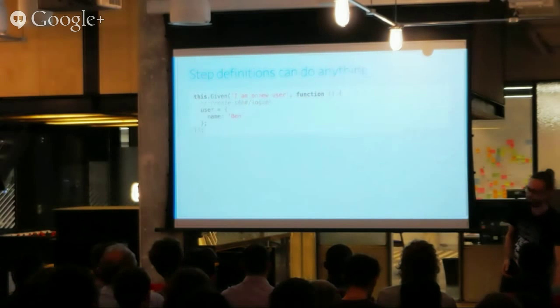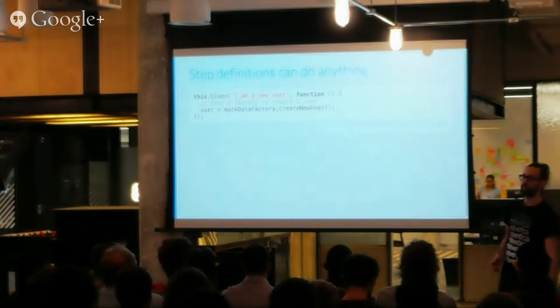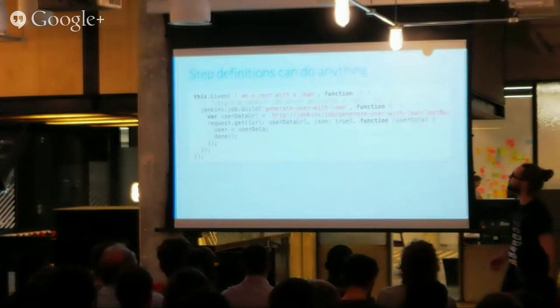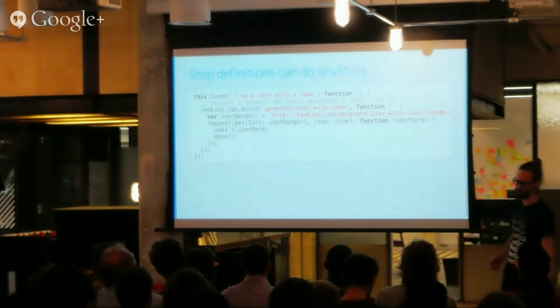A step definition could do anything. We could just create some values. We could call out to some other object, a mock factory if we had such a thing that was creating user objects. Or we could run a Jenkins job and then go and get the data from that and put that data in a user object. That's a pretty chunky step definition, but it gives you some idea of the complexity of what you can do.